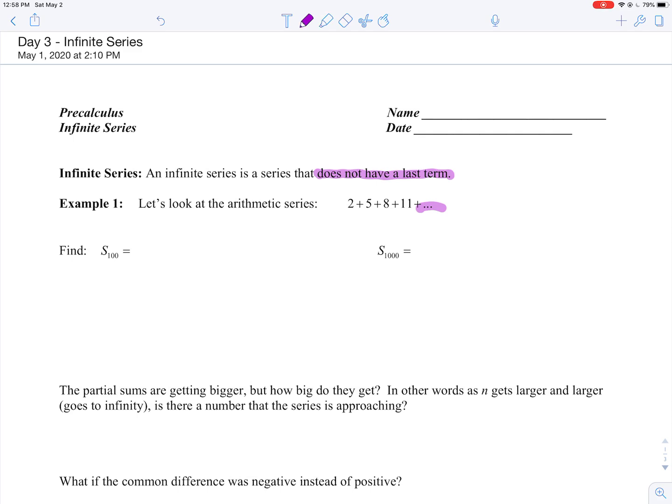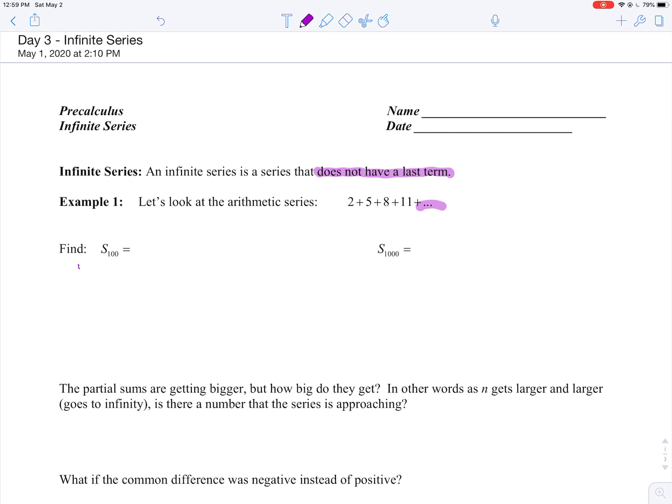But to help us figure out the sums of infinite series, we're going to use some finite examples to see what's happening. So for example, in example 1, 2 plus 5 plus 8 plus 11 plus dot, dot, dot. Let's find the sum of the first 100 terms, and then the sum of the first 1,000 terms and see what we notice.